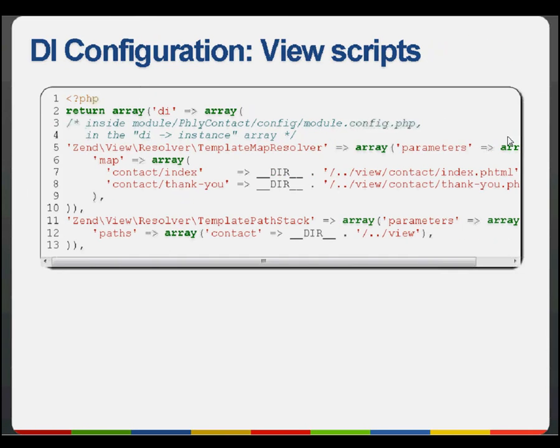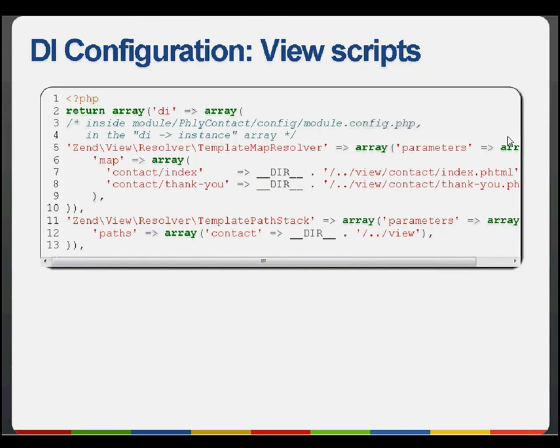Now for the view scripts, we are going to do a couple things. There are 2 different ways that you can set up view script resolution, the template map resolver and the template path stack. The map resolver takes a map parameter and it basically takes the template name and maps it to a specific file. The template path stack says, okay, I'm going to take a paths parameter and that's going to be an array of different paths, and one of those might be, for instance, the view directory of my module. I like to define both of them.